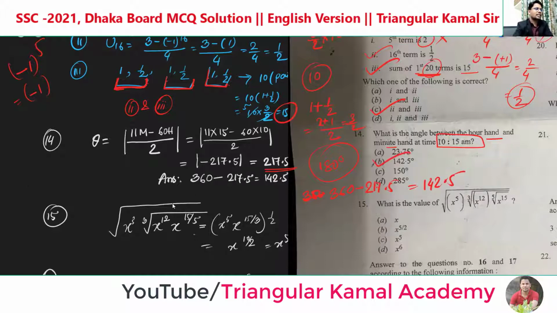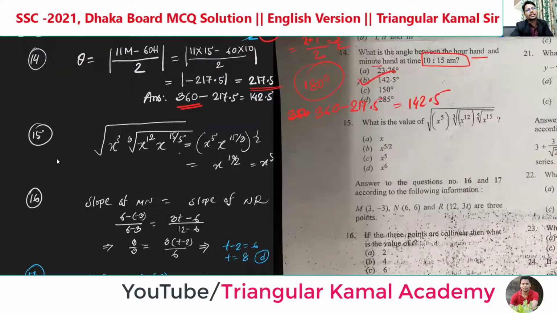So just give attention to this formula. If you get a value greater than 180, that means this is the reflex angle, and in that case we have to subtract this answer from 360 degrees. If we get an acute angle smaller than 180 degrees, then there is no need to subtract again. Okay, now another important question. This is question number 15.